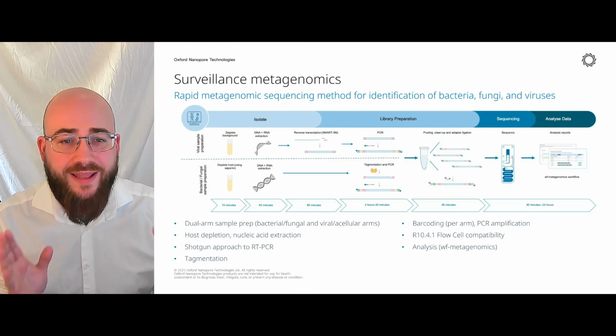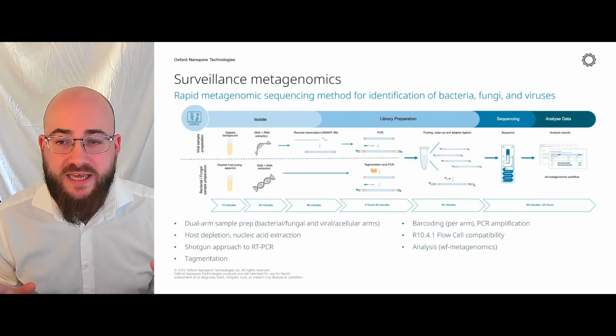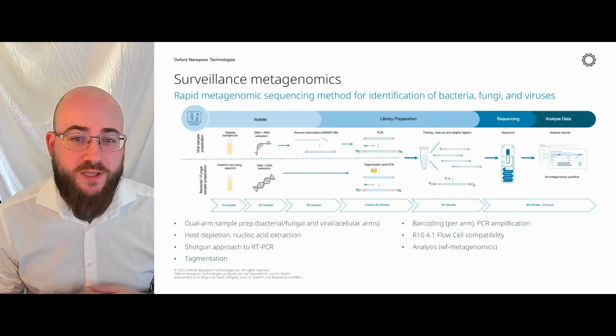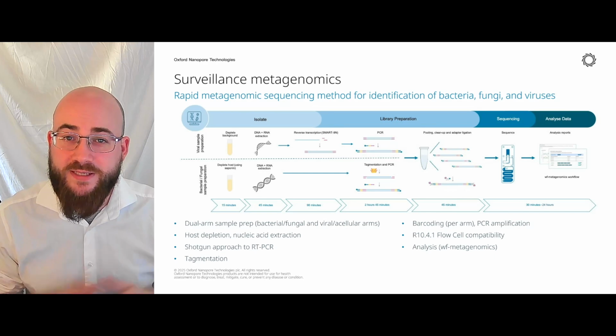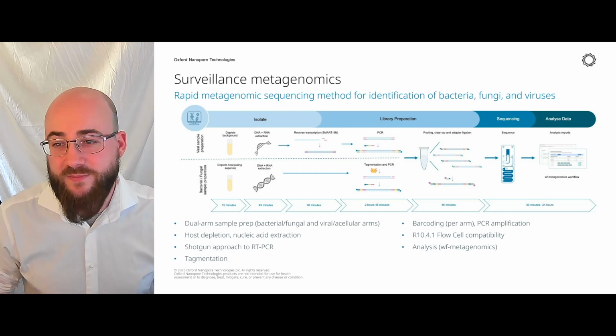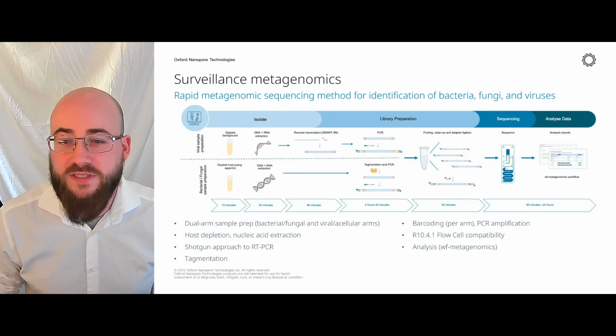We'll split those apart, and then at the end, we're going to bring them back together and then sequence them with this rapid kit. It's the rapid PCR barcoding kit. It's a kit 14 chemistry kit. It's going on an R10 flow cell.